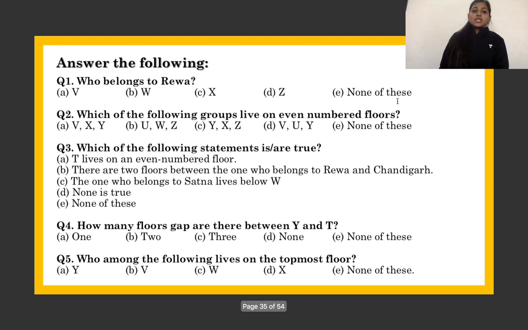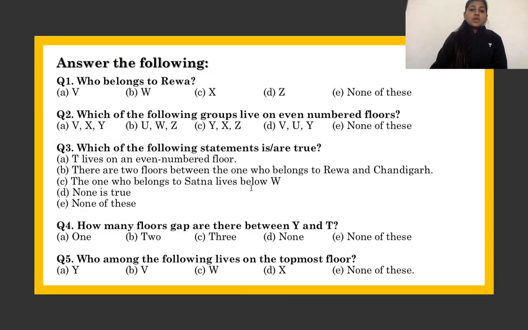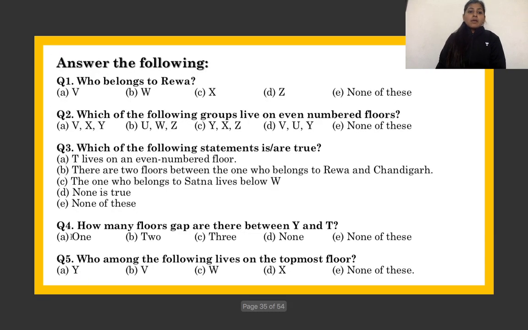Alright, so the questions are: who belongs to Reva? It's Z. Which of the following groups lives on even floor? It's V, U and Y. Which of the following statements is or are true? So it is the one who belongs to Satna lives below W. That's true. Number 4, how many floors gap is there between Y and T? It's 0. And who among the following lives on the topmost floor? It's W.